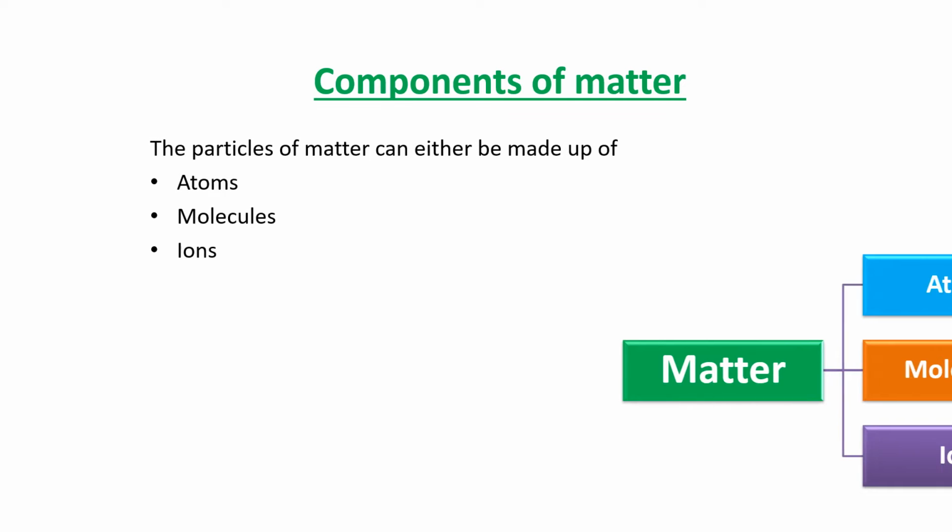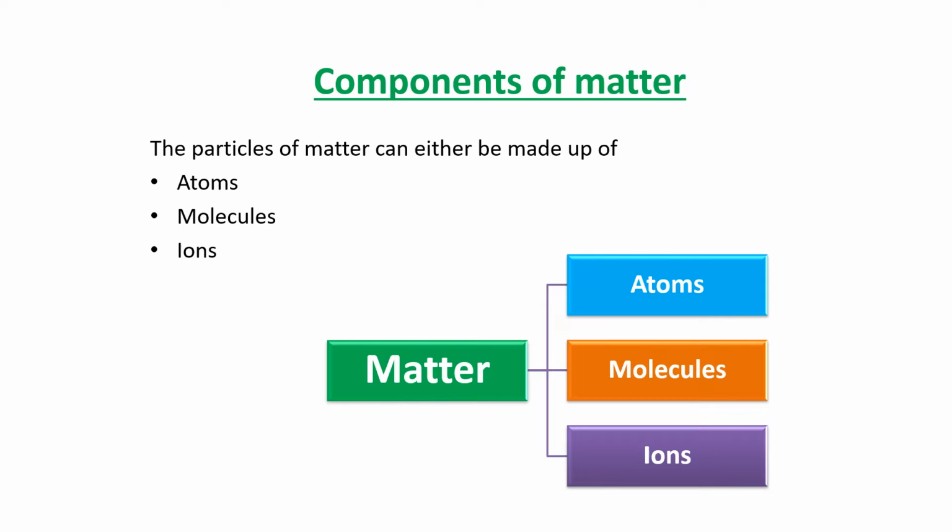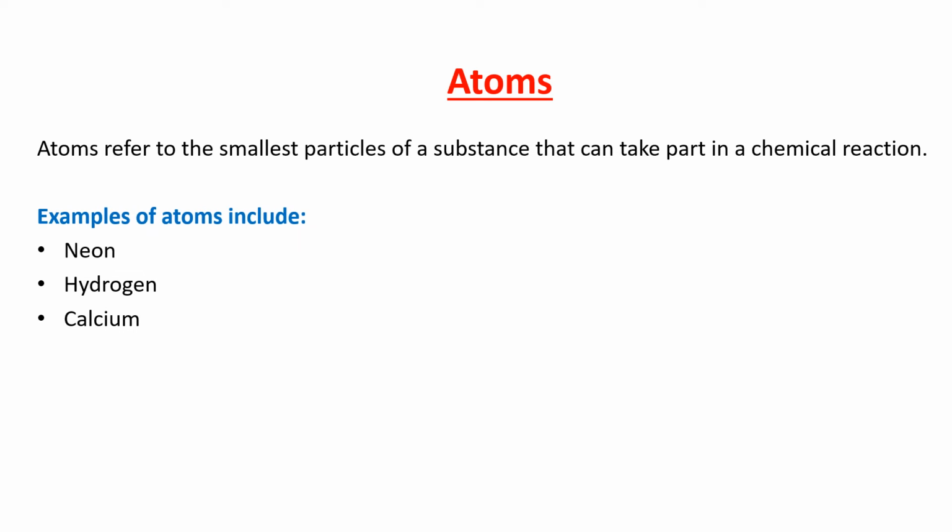Components of matter. The particles of matter can either be made up of atoms, molecules, or ions. Atoms. Atoms refer to the smallest particles of a substance that can take part in a chemical reaction. Examples of atoms include neon, hydrogen, calcium.